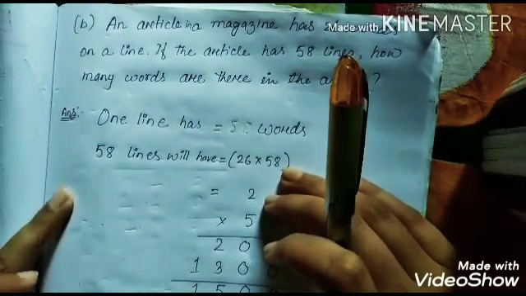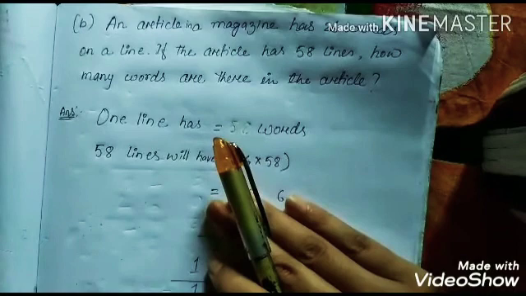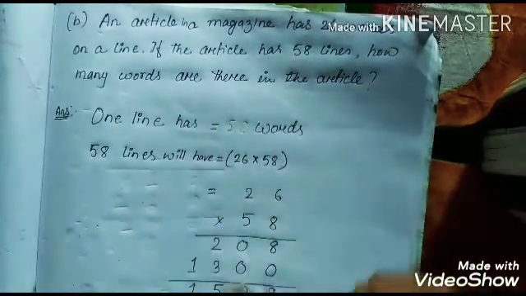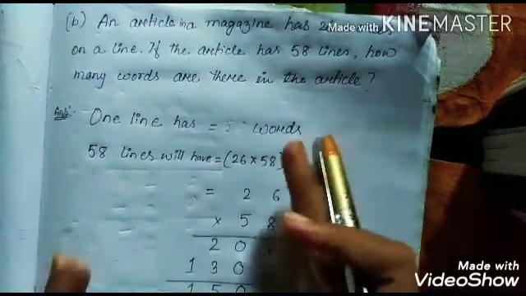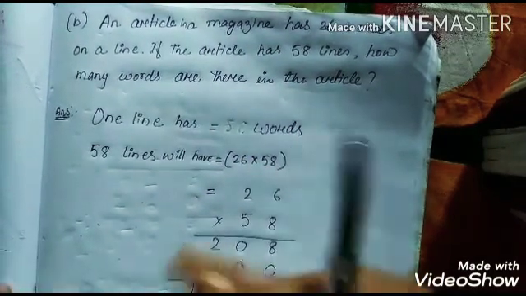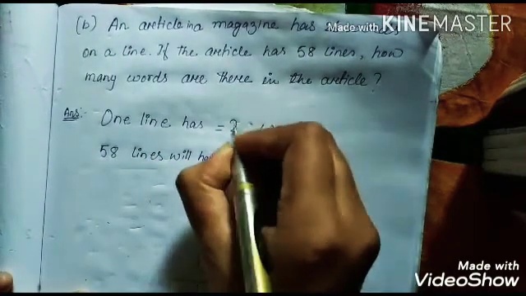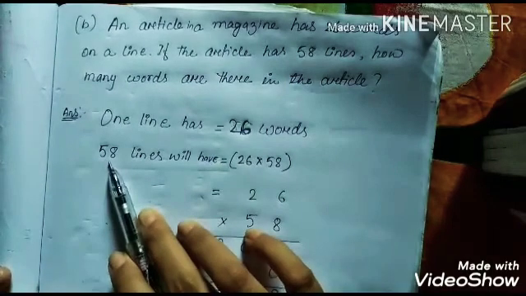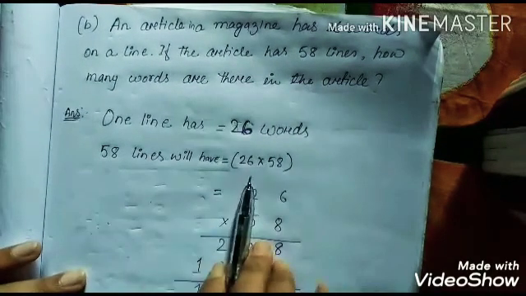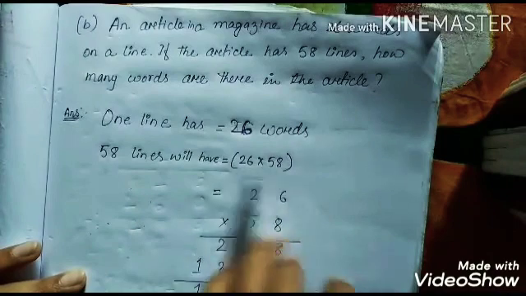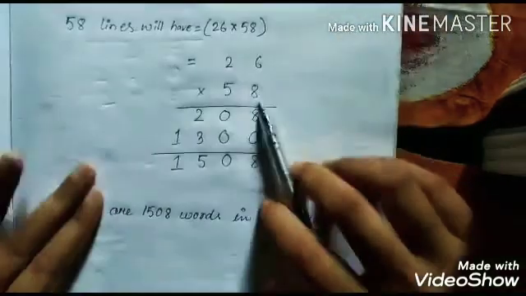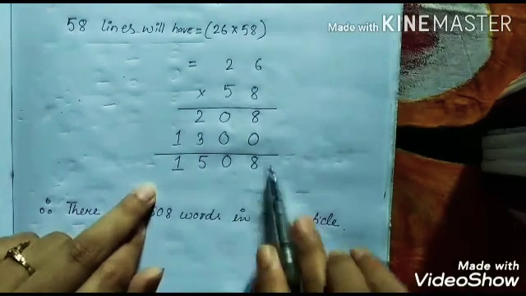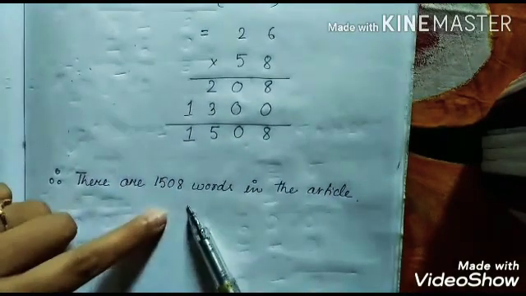Okay, students, so this is the question. What you have to do is write simple sentences, and as you know, we have to find for more numbers, so definitely we will choose multiplication. On one line it is given how many words? 26 words, right students? We have to find for 58 lines, right students? So here you can see I have written 26 into 58. That means we have to multiply, and after that we'll get 1508. That means 1508. So therefore there are 1508 words.